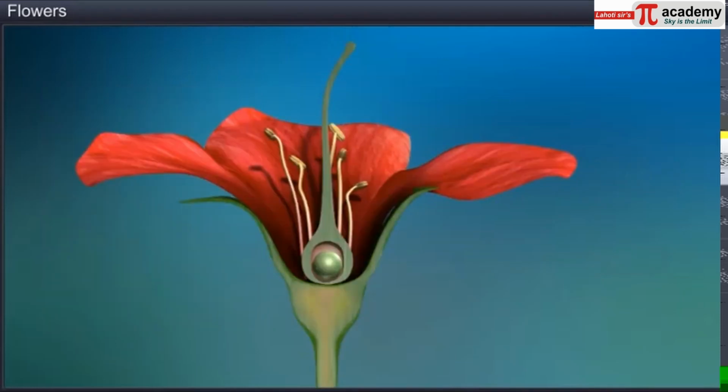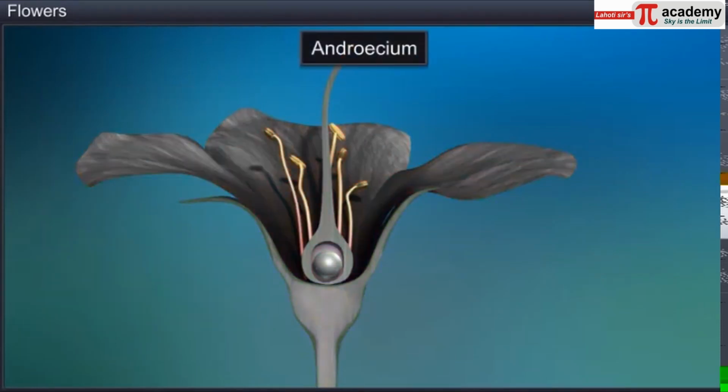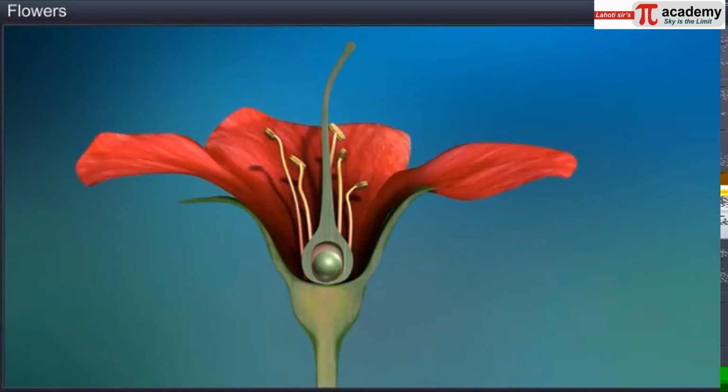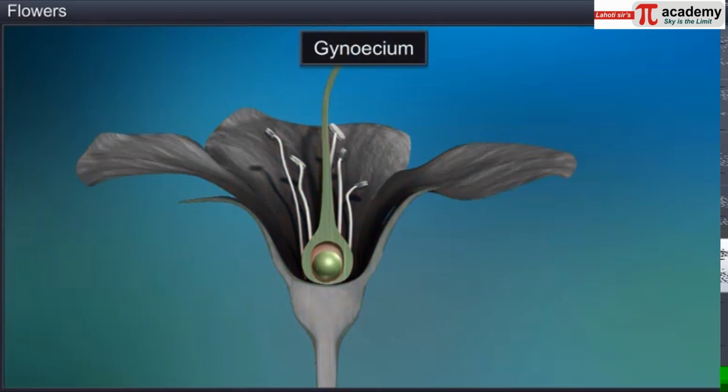The whorl inner to the corolla is the androecium, consisting of stamens, which are the male reproductive organs. The innermost whorl is the gynoecium, consisting of one or more carpels, which are the female reproductive organs.